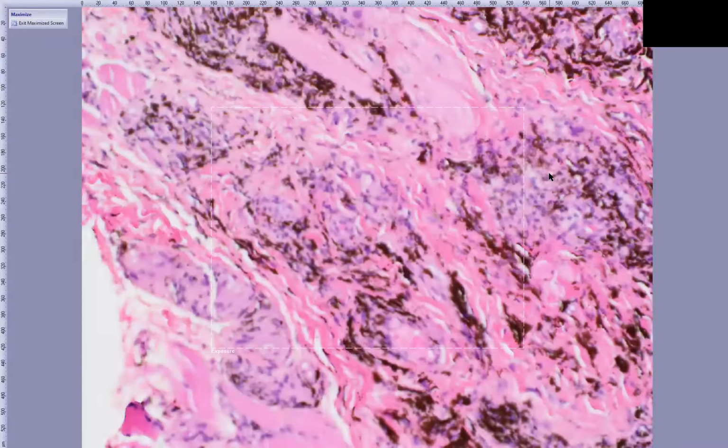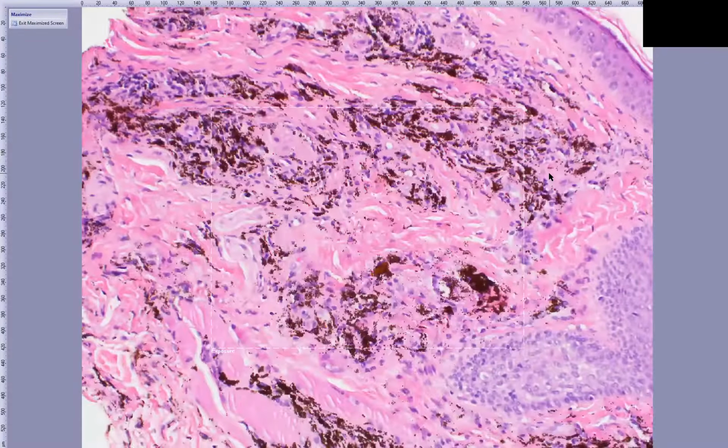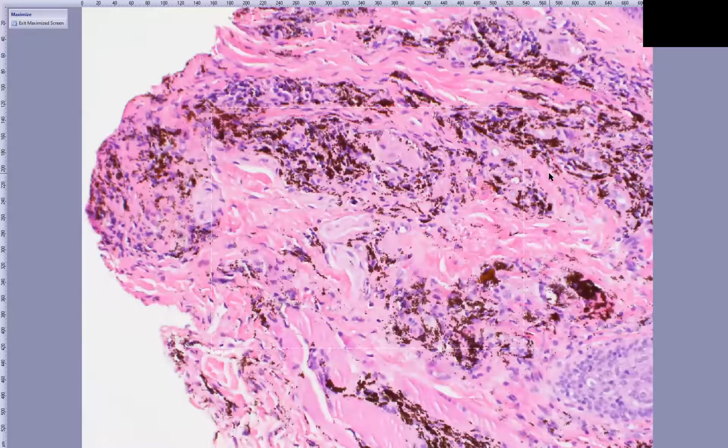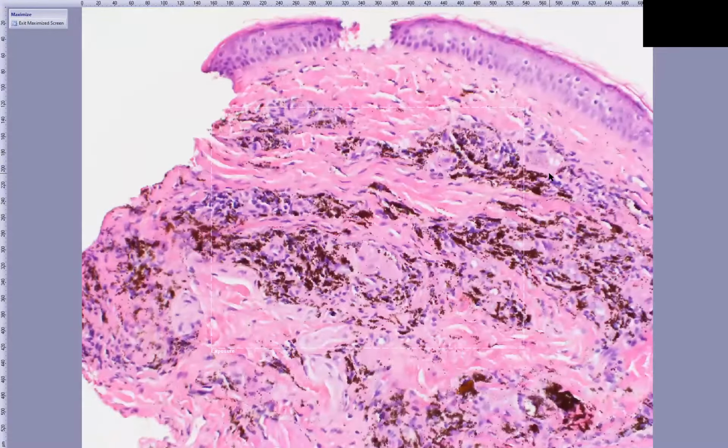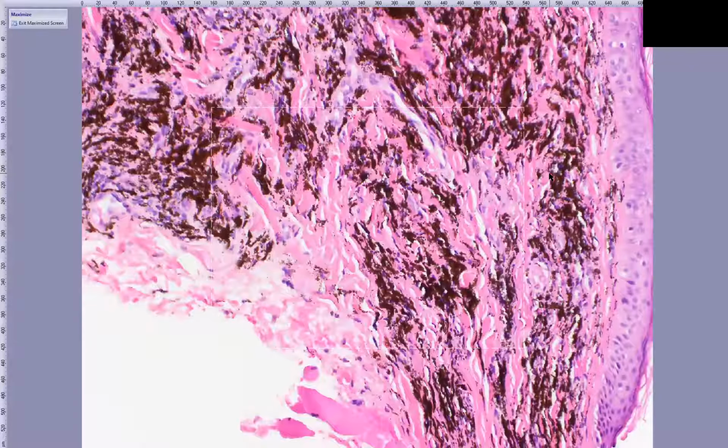But you can see that this is a fairly young reaction to the tattoo pigment because we don't have much in the way of inflammation. We don't have any fibrosis yet. So it hasn't been going on for a long time. But I just wanted to contrast that with the previous example.